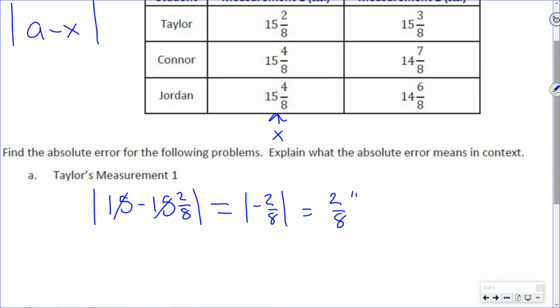So it's 2/8 of an inch off, or you can simplify it and say it's a quarter of an inch off. Okay, that's his error. His error was a quarter of an inch. All right.